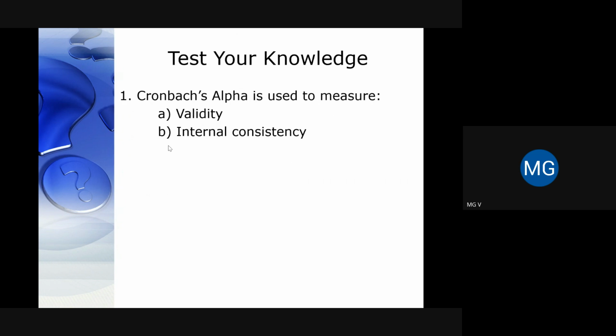Now, Cronbach's alpha is used to measure validity or internal consistency. It's B. Okay. Others? Okay. Thank you so much. Both of you are right. It is internal consistency. Right.